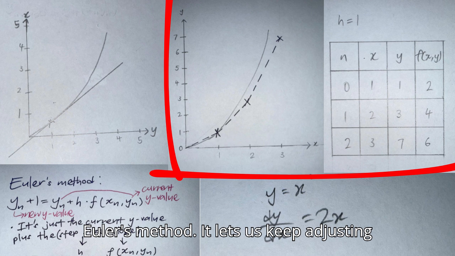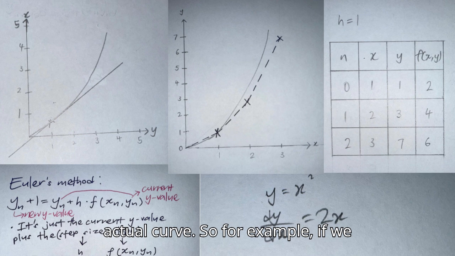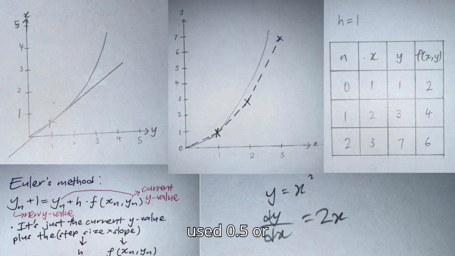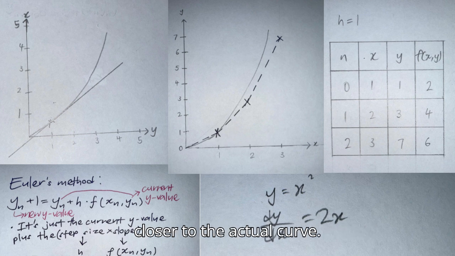It lets us keep adjusting the direction and stay close to the actual curve. So for example, if we used 0.5 or 0.1, then the tangent lines would be much closer to the actual curve.